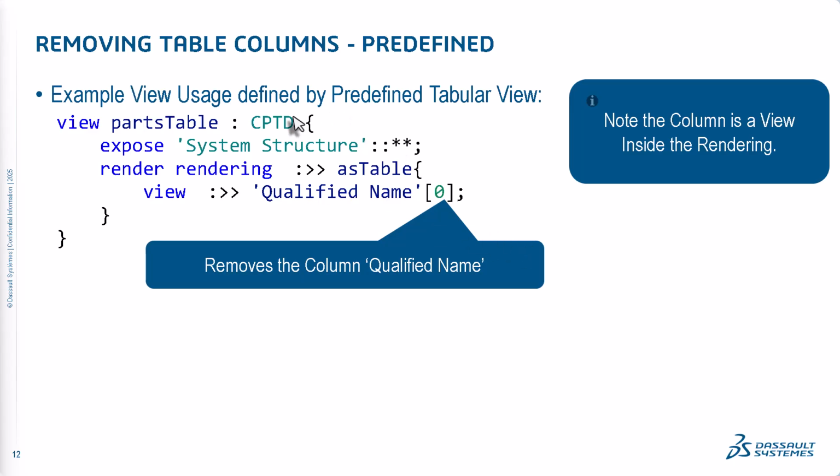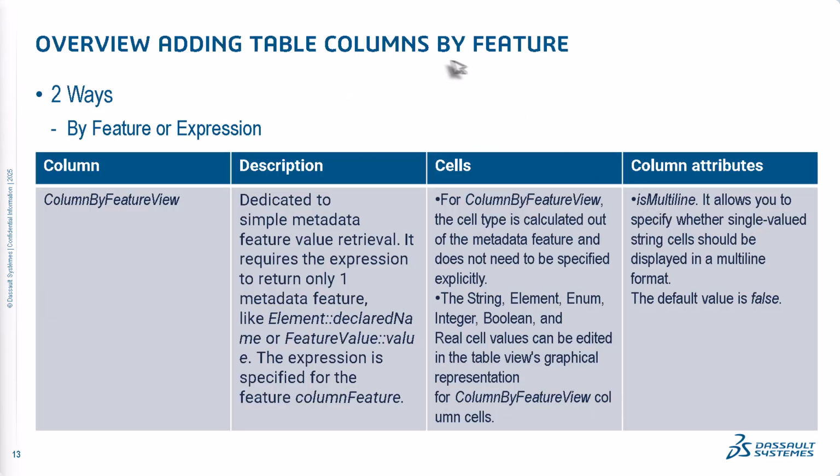Okay, so as I mentioned, since we're using predefined, we've got our table snippet just as before, and right after the render redefinition here, we're saying view redefine qualified name, and we have a multiplicity of 0. So this is removing that column. Okay, so that's how to remove it.